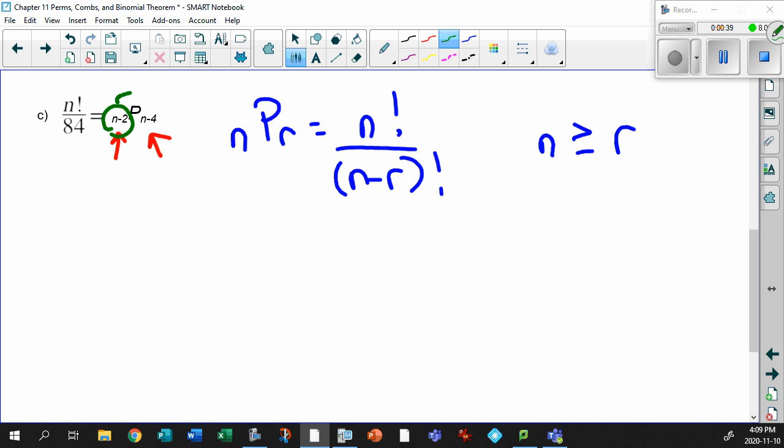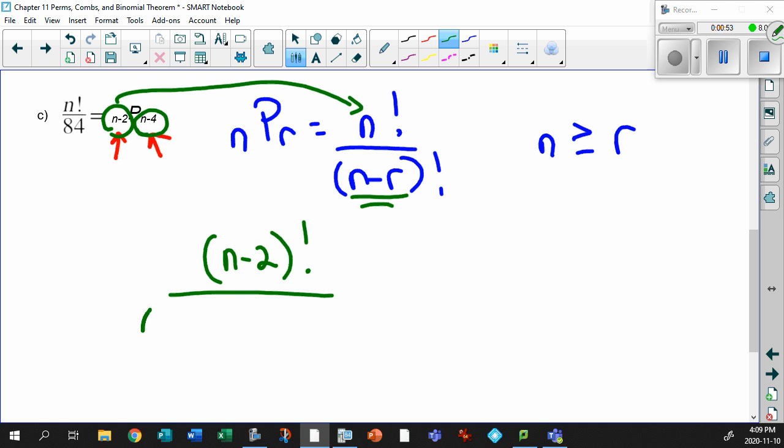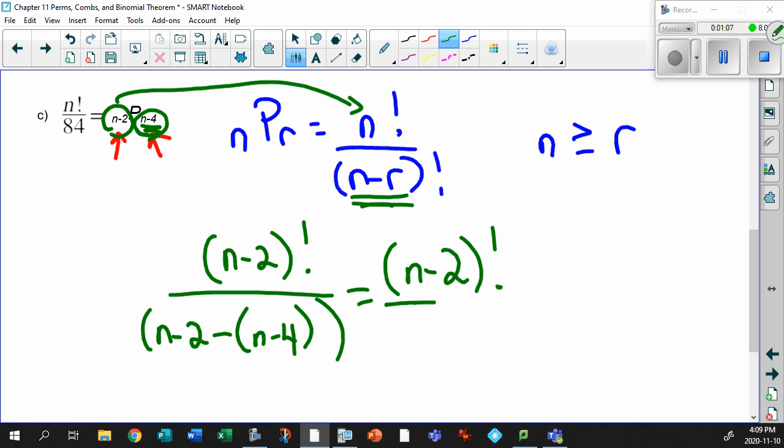Remember, this here is this, right? So in fact, n is n minus 2 factorial. This is r. So on the bottom here, you have n minus 2 minus, don't forget, it's got to be in brackets, n minus 4. There's your n minus r. Combine like terms, so this is n minus 2 factorial on top. That hasn't changed. This, don't forget to distribute the negative, because that's where I'm going to get you. This is n minus 2 minus n plus 4. Combine like terms, okay? And look what you get.